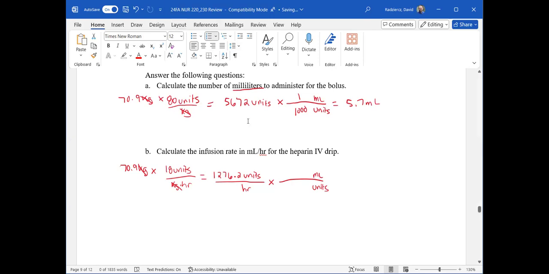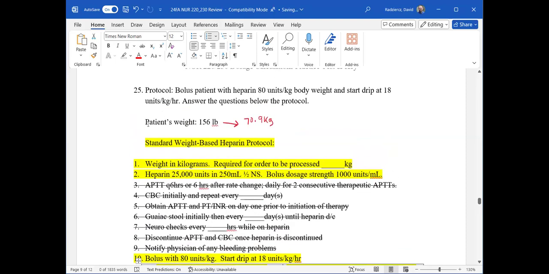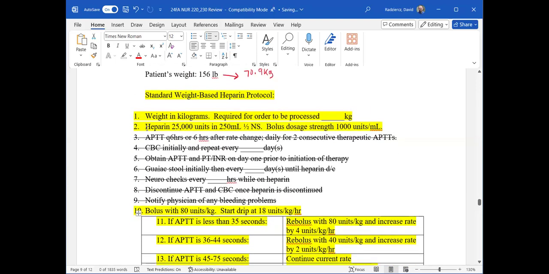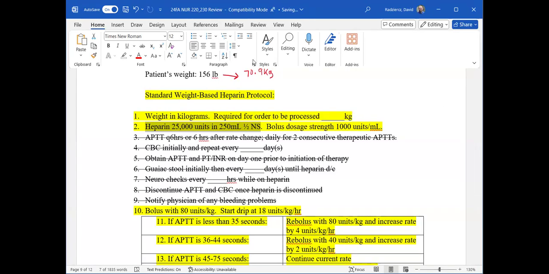When I go back up to my available, it says we have heparin, 25,000 units, in 250 milliliter half normal saline. We also have a bolus dose available, but I don't care about that right now because I'm not calculating the bolus. I'm calculating what to put into my infusion rate, right? What am I plugging in? So they're already connected to the IV. Bolus is the push that we put in while they're on the IV.